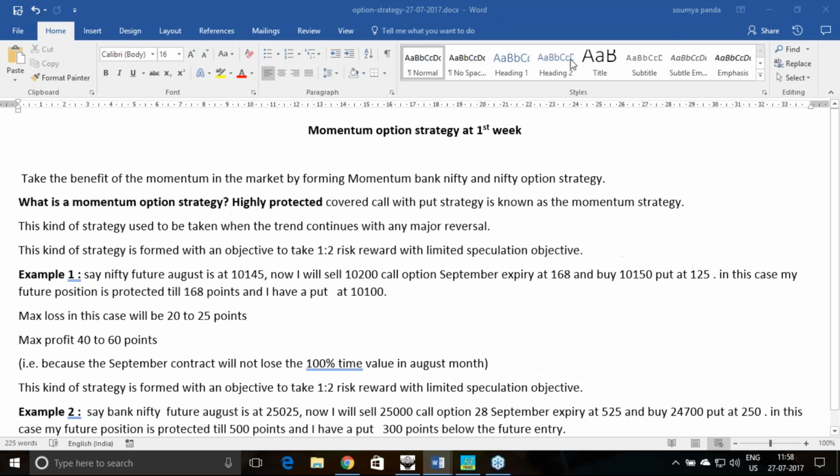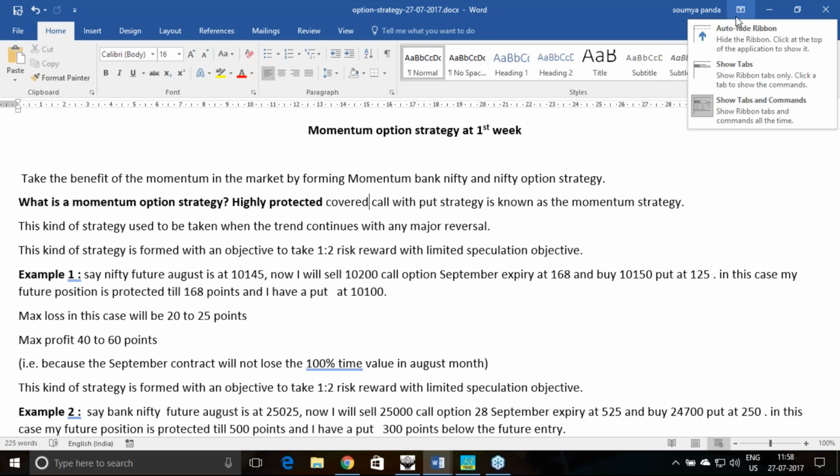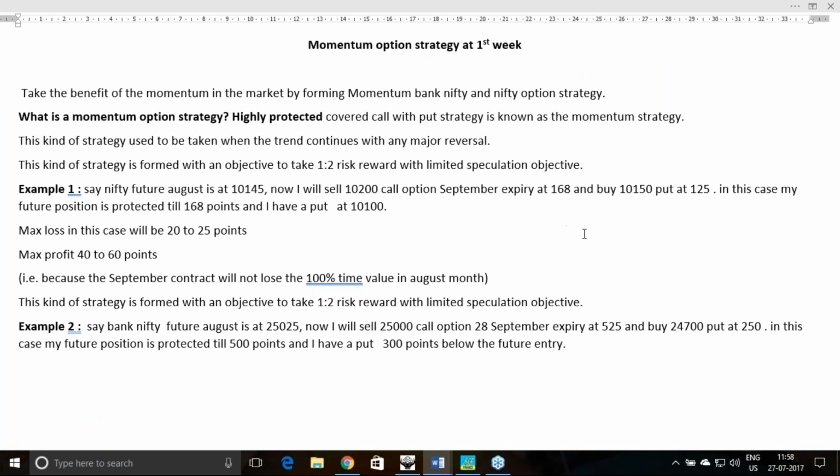In this presentation, I am going to describe how you can form momentum option strategies. This particular strategy is normally formed in the first week of any settlement cycle. Once you enter the expiry day, tomorrow onwards the next month's series will be enabled for trading, and the next month series starting from tomorrow will have 31st August as the expiry.